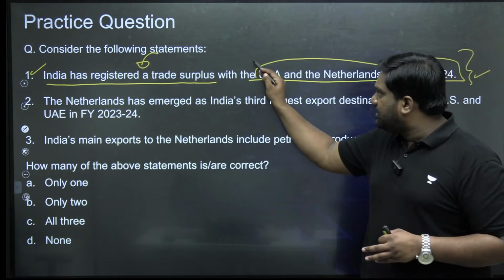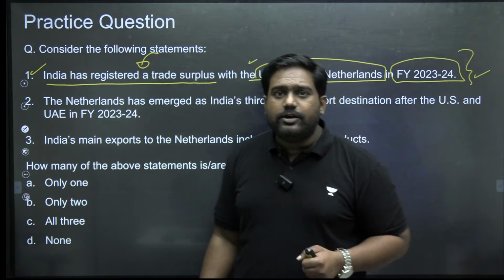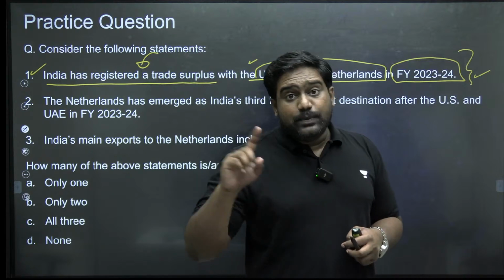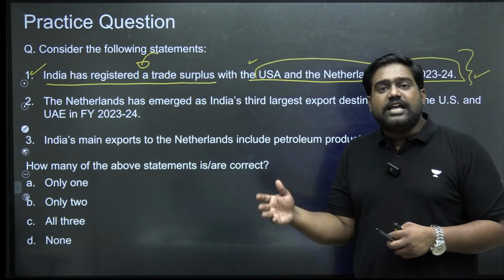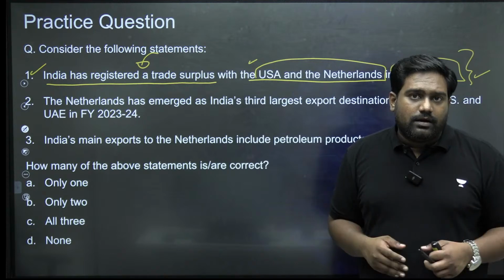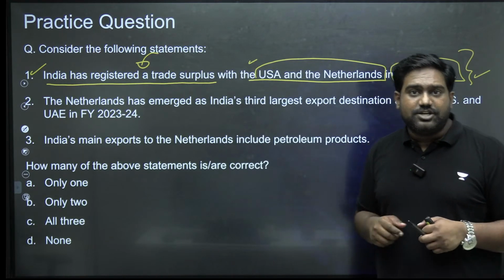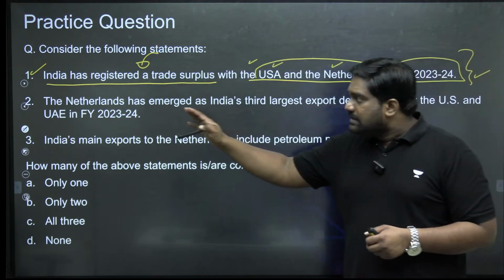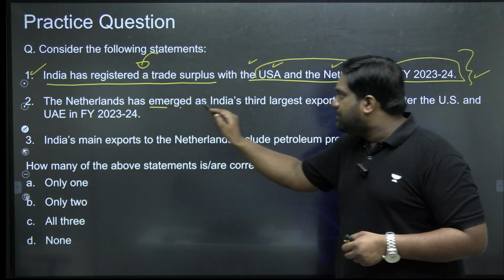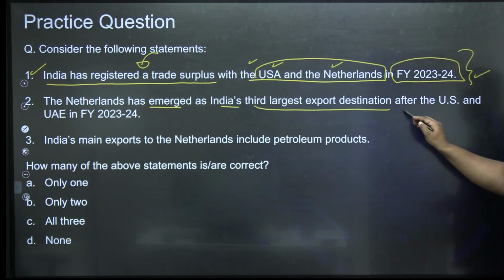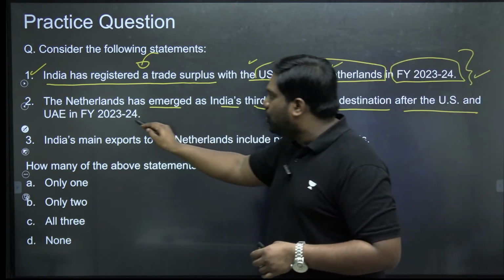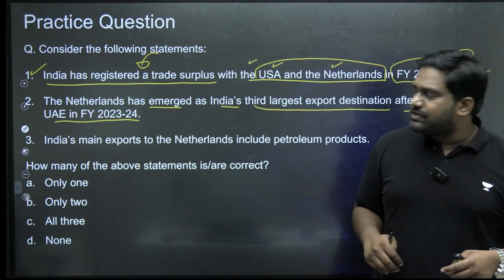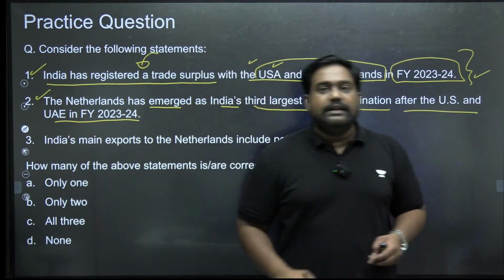With the United States, we have a trade surplus of around $36-37 billion. And another major trade surplus registered by India is with Netherlands, because Netherlands has emerged as the top 3 export destination, the third biggest export destination for India. So statement 1 is correct. We have a trade surplus with both of them. Second statement says Netherlands has emerged as India's third largest export destination after the US and UAE in FY 23-24. Very factual. So you can get this right. Obviously, this is again a correct statement.